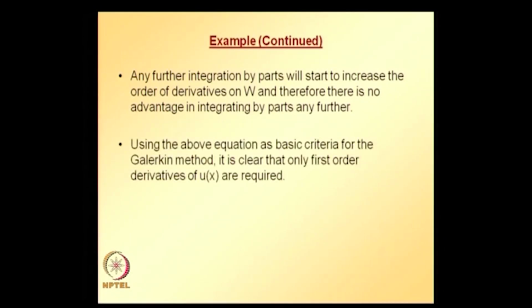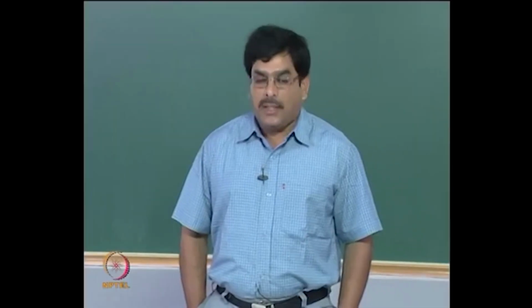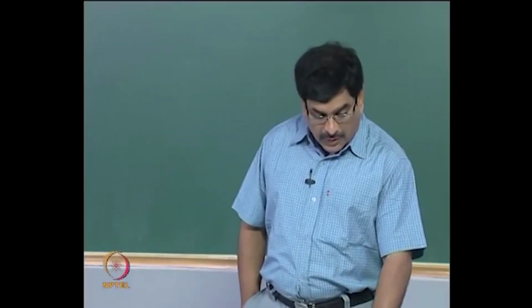Using the above equation as a basic criterion for Galerkin method, it is clear that only first order derivatives of u are required. So you require only the first order derivative of u, so you can start with a linear trial solution. Thus using this formulation, even a linear trial solution can be used if desired. And if you recall, this problem was solved using the variational method, and there the minimum order of trial solution we have taken is second order, that is we started out with a quadratic trial solution, and here we can even go for a linear trial solution.